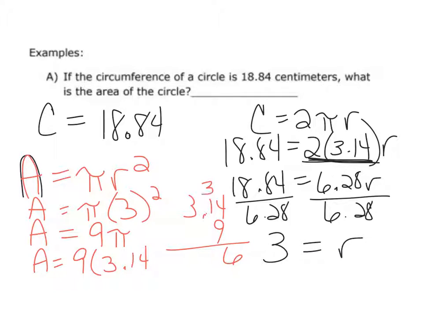So 9 times 4. 9 times 1 plus 3, that's 12. 9 times 3 is 27, 28. So that means my area is 28.26 centimeters squared.